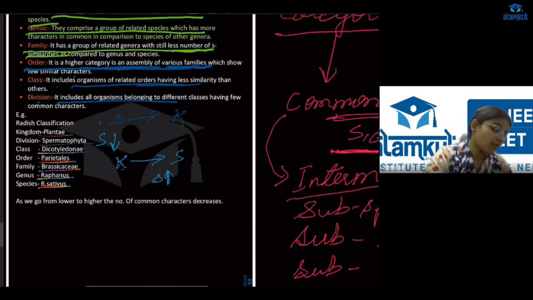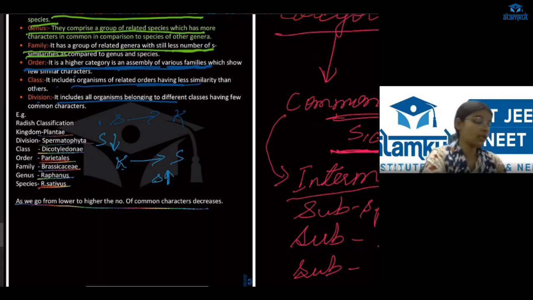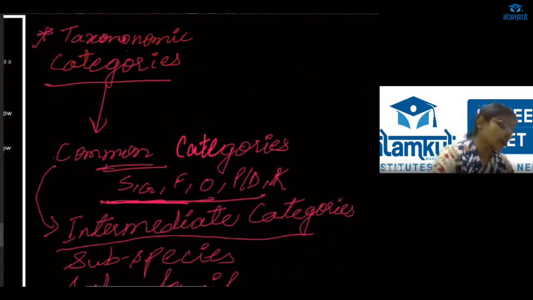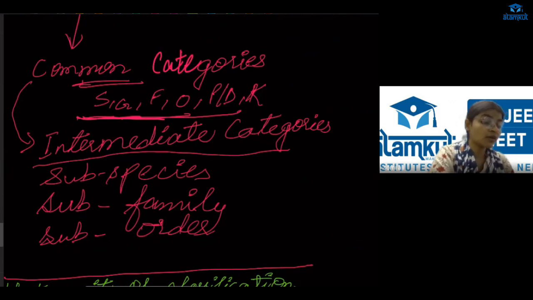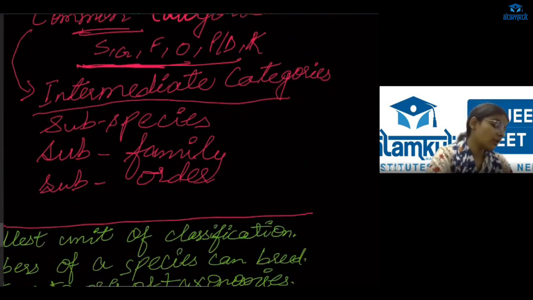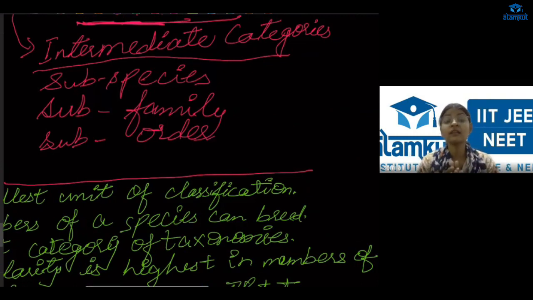Okay, same thing I have written. As we go from lower to higher categories, the number of common characters decreases, as I have explained earlier in the slide. So here also, what are the taxonomic categories? They are common categories like species, genus, family, order, class, phylum or division, then kingdom. Intermediate categories still exist, like subspecies, subfamilies, suborder, except there are some things above phylum, and superfamilies exist. Means above the family some things are categorized, and subfamily means under the category of family. So there are some intermediate categories which are helpful in the classification of certain kinds of organisms.